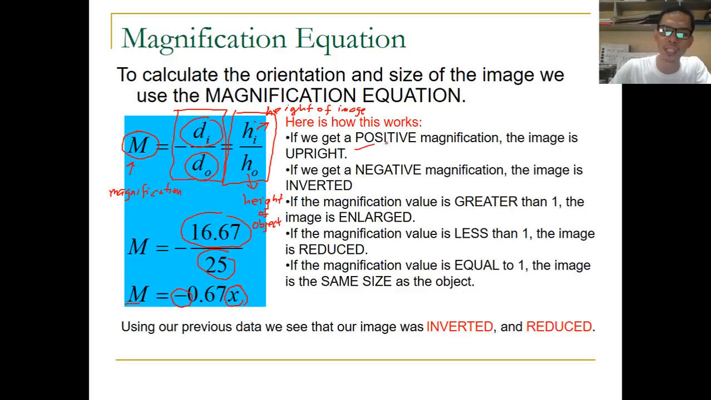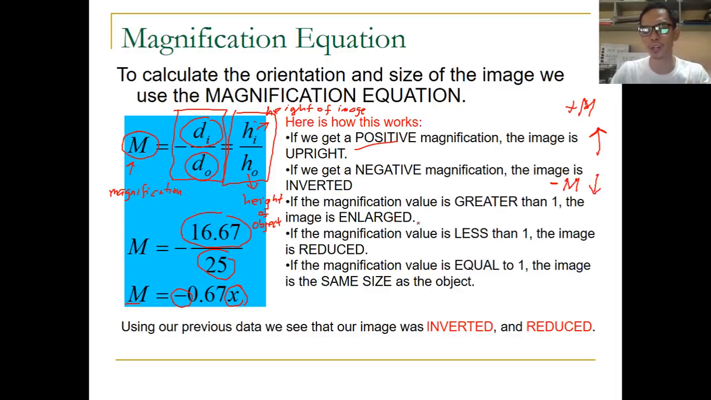If we got a positive magnification, if M is positive, then the image is upright. But on the other hand, if M is negative, then the image is inverted. Take note of that one.